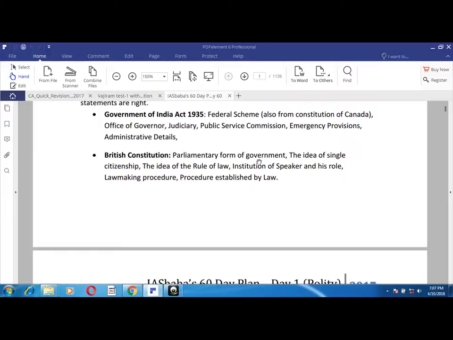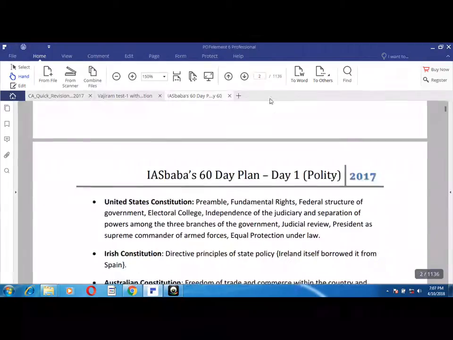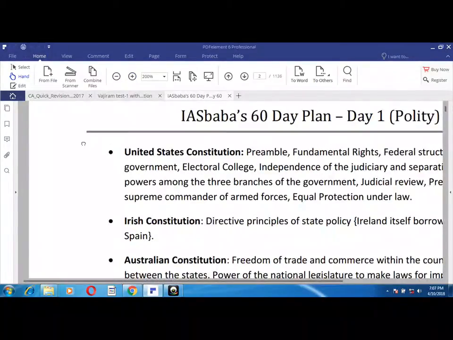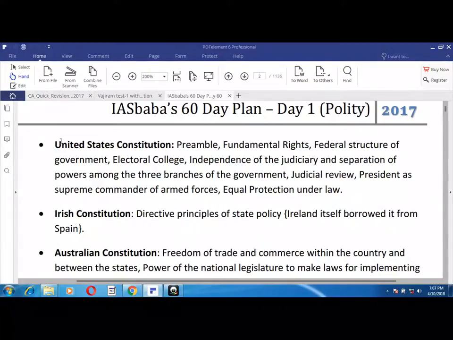Okay, institution of speaker and his role, law making procedure, procedure established by law. And the US Constitution: we're taking different things like preamble, fundamental rights, federal structure, independence of judiciary, and separation of powers, the three branches of the government, judicial review, president as supreme commander of the armed forces, equal protection under law.